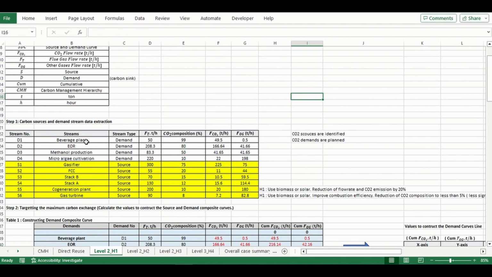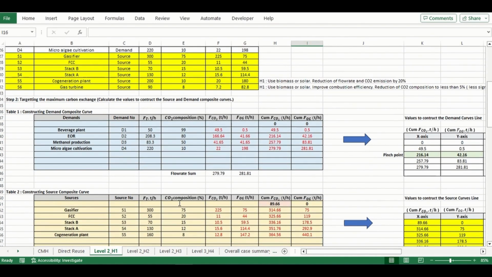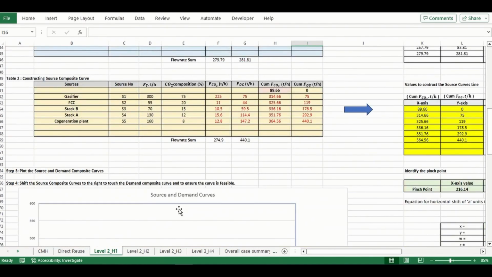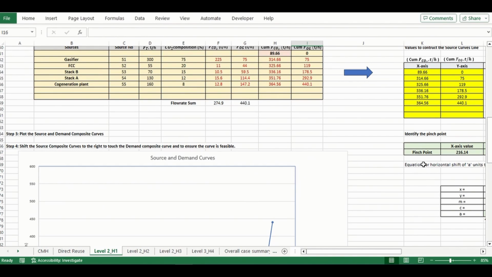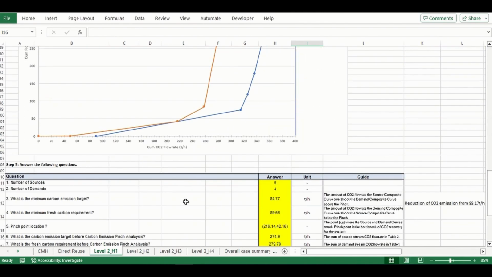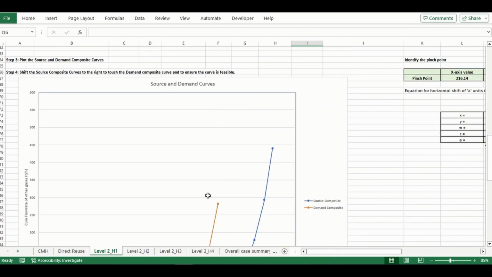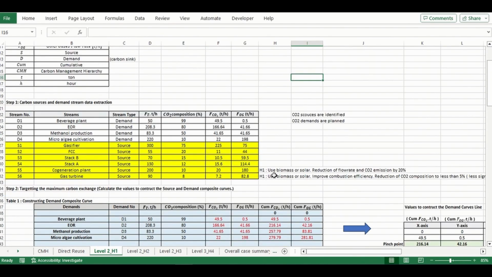Now we're gonna perform the same steps we performed for the direct reuse just now in the earlier demonstration, where we're gonna extract the data, fill up tables 1 and 2, plot the composite curve lines, and then shift the source composite curve so that it touches at the pinch point, and also answer the questions below. But based on the information given, there will be slight changes to the values.